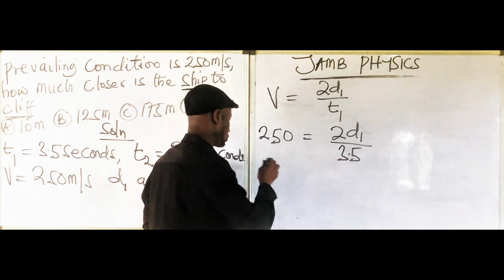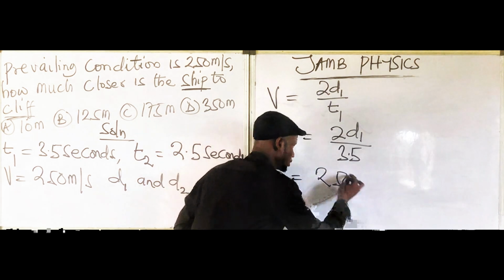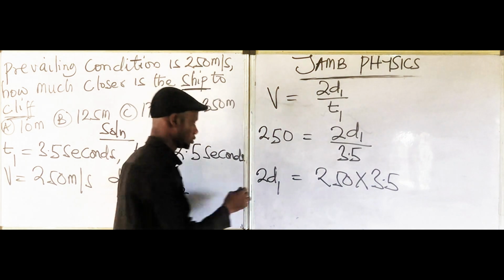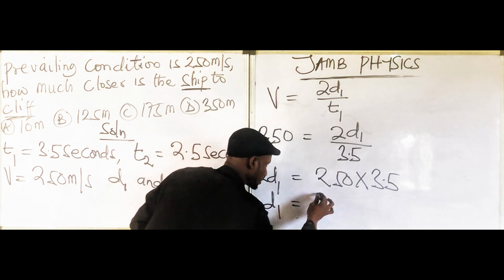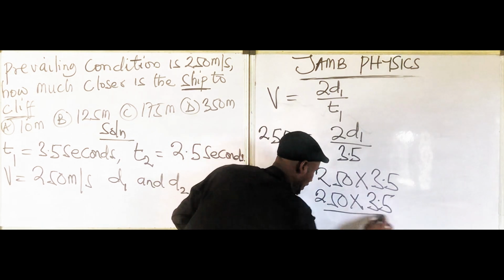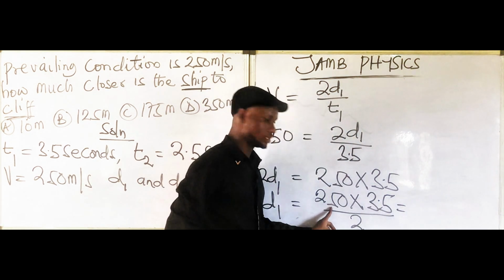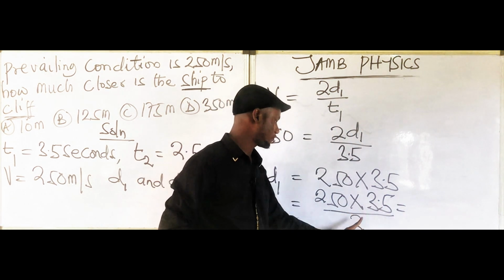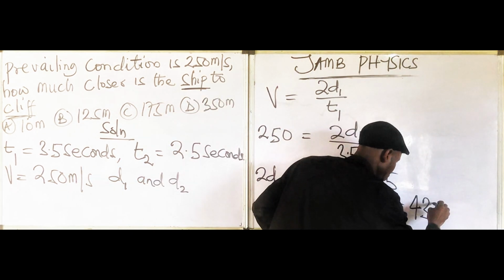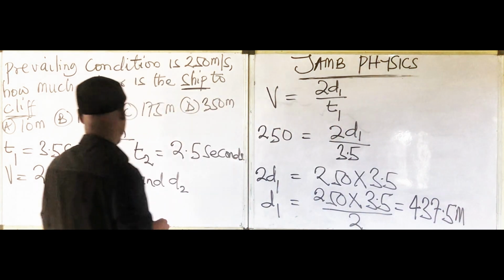So our intention here is to make D1 the subject. So let's cross multiply here. This will be 2D1 is equal to 250 times 3.5. Please take note. So divide both sides by 2. D1 will equal 250 times 3.5 divided by 2. Class, punch your calculator: 250 times 3.5 divided by 2. What is the answer, please? That is 437.5 meters. Now we have calculated our D1.